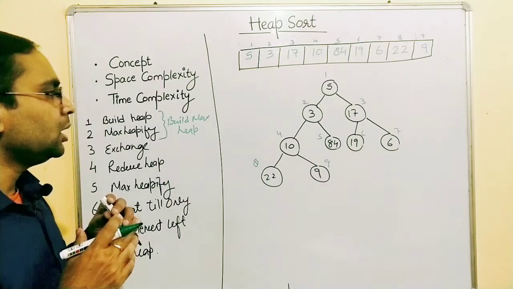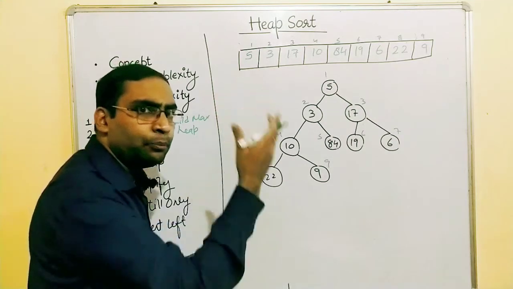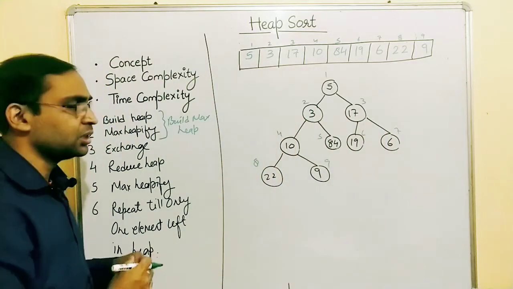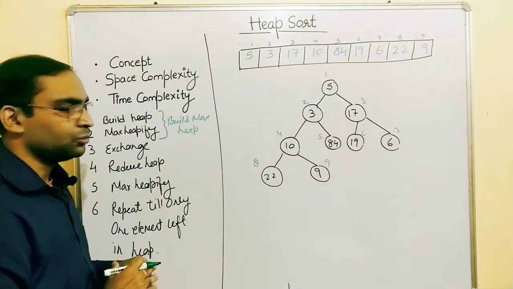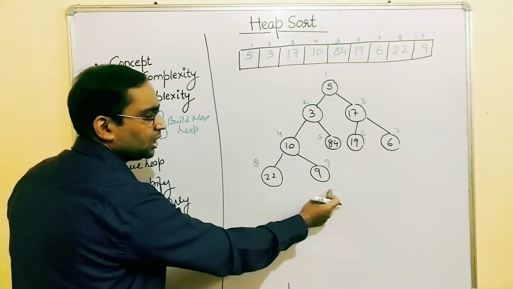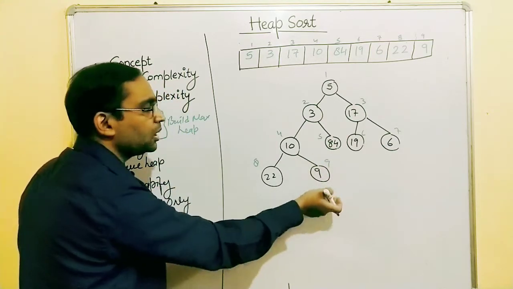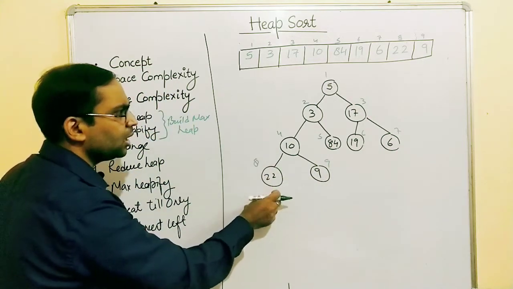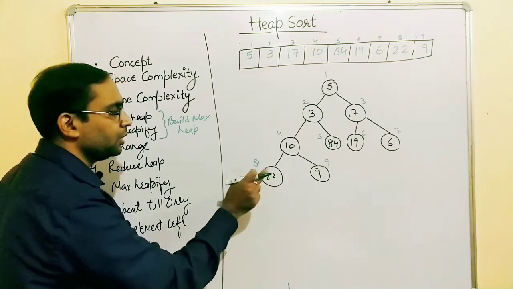We'll start solving with subtrees. We'll start with the bottommost level, from the right to the left subtree. What is the bottommost level? This is the bottommost level. The right-hand side element is 9. We do not have any child of this, so the property does not apply to it. We'll come to the left-hand side. This is 22, again a leaf node. The property will not apply to this.